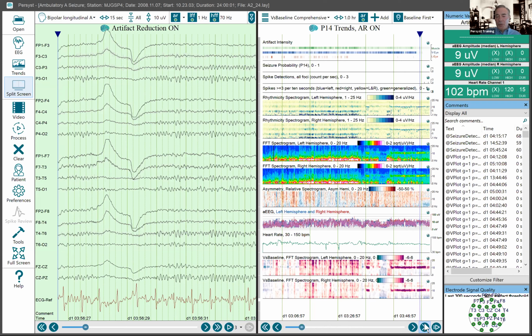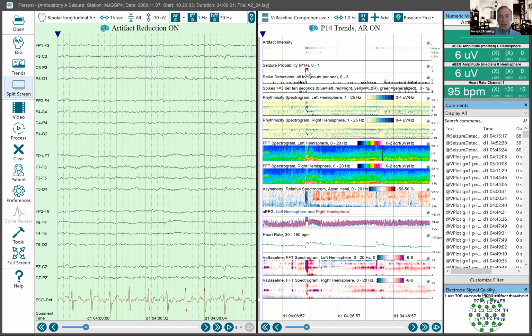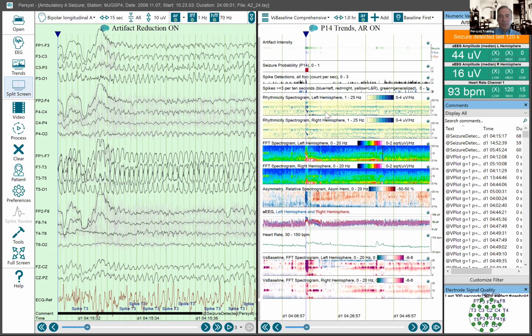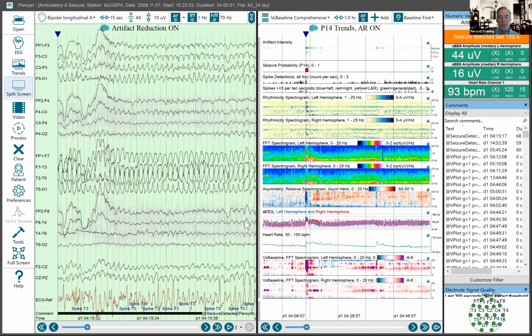So let's go a little further along. And we find something here where we have a seizure detection. I can click immediately into that. And so again, the underlying idea is I'm using all the trends to look for changes in the underlying EEG, because each trend indicates a different aspect of the underlying signal. So artifact intensity, I can see an increase in that. When I toggle the artifact reduction here, I can look through the muscle, see the underlying cerebral signal, and I can see that that's a seizure.